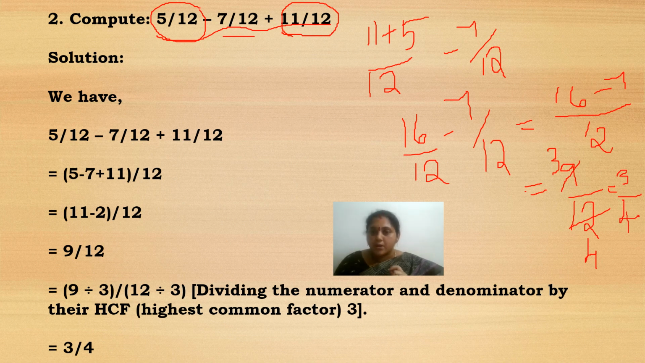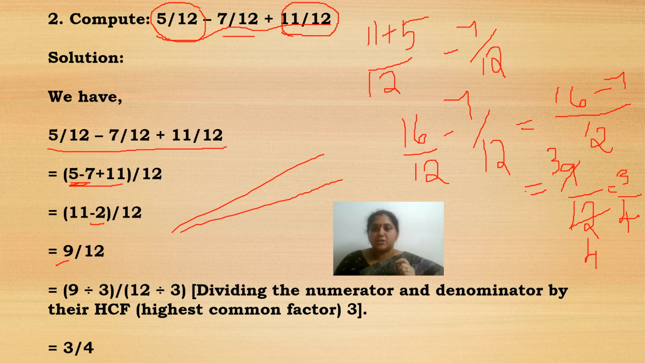This is how you are going to do it here when plus and negative symbols are there. If you observe 5 by 12 minus 7 by 12 plus 11 by 12, directly they have written 5 minus 7 plus 11. When you are subtracting these two numbers, you will get minus 2. So 11 minus 2 is 9. Both processes are equal. Any process you can do. This is how you are going to do your subtraction in your like fractions.